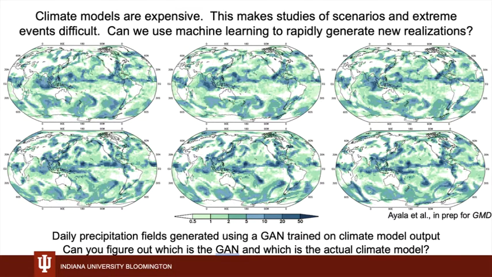I'm not going to tell you which one is the GAN and which one is the actual climate model. I'd like to see if you can figure that out. Nobody's been able to yet, but this looks pretty promising too.